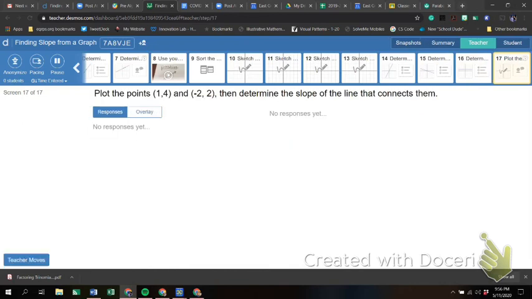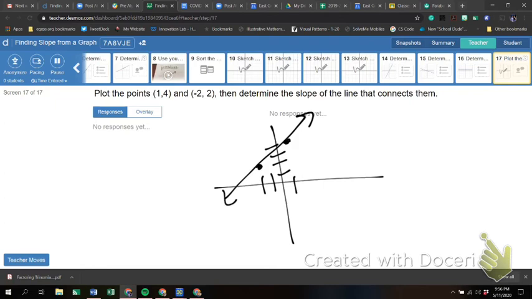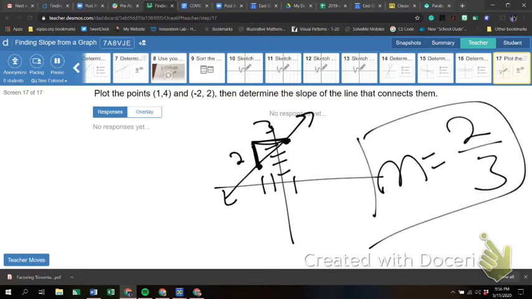All right, let's check this one out. On a coordinate plane, I got the point (1,4). It's right there. I got the point (-2,2). It's right there. So here's my line. I need to get a slope. From 2 up to 4, that's my rise of 2. From negative 2 over to 1, that's my run of 3. So my slope is going to be 2/3. And you can kind of see that right here. Here's my 2, the difference of 4 and 2, and the difference of negative 2 and 1. There's my 2 and my 3.